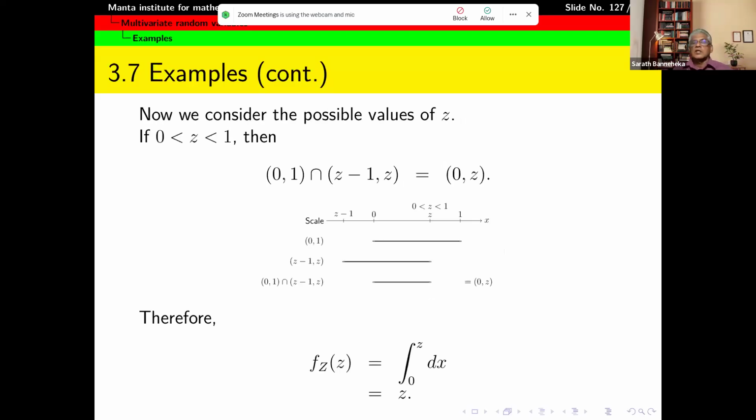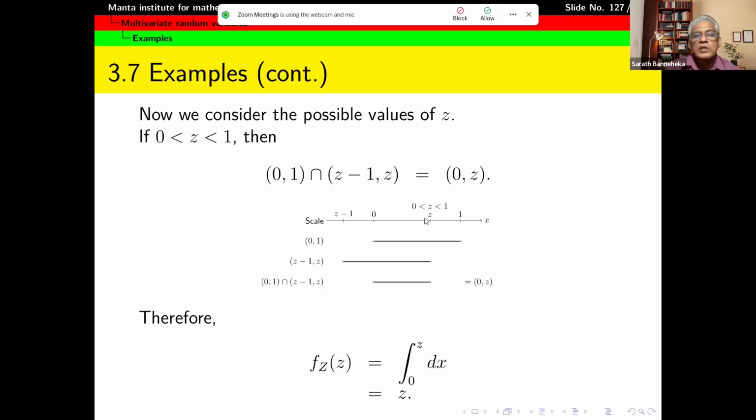Now we consider again the possibilities of z, as I showed earlier. We have to consider two cases because the areas have two different shapes, so we consider both cases separately. If z is between 0 and 1, then this intersection simplifies to the 0, z interval. Notice z is between 0 and 1, so in that case the 0, 1 interval intersection the z minus 1, z interval becomes 0, z. I have shown that graphically.